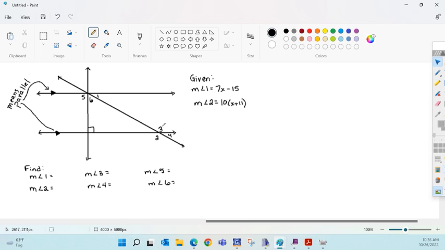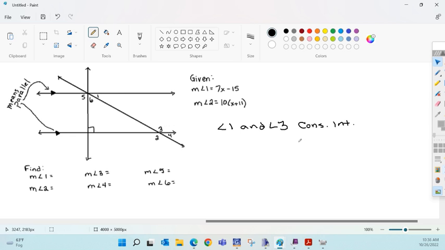What's the name of it? What does that mean? Consecutive what? Consecutive interior. Oh, I thought you said it wasn't one of the special ones. Angle 1 and angle 2 are not, but 1 and 3 are.